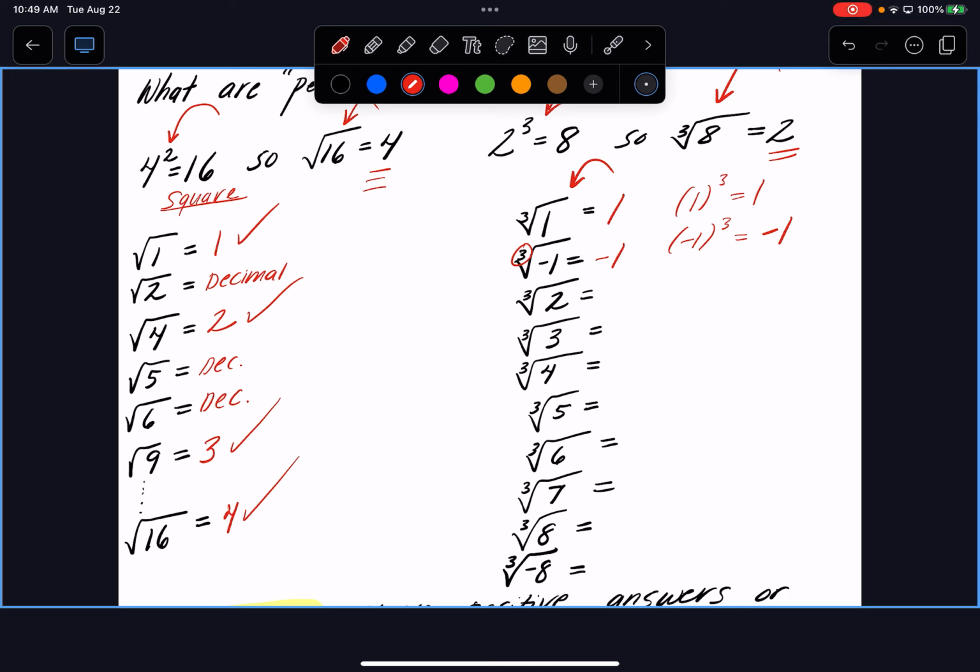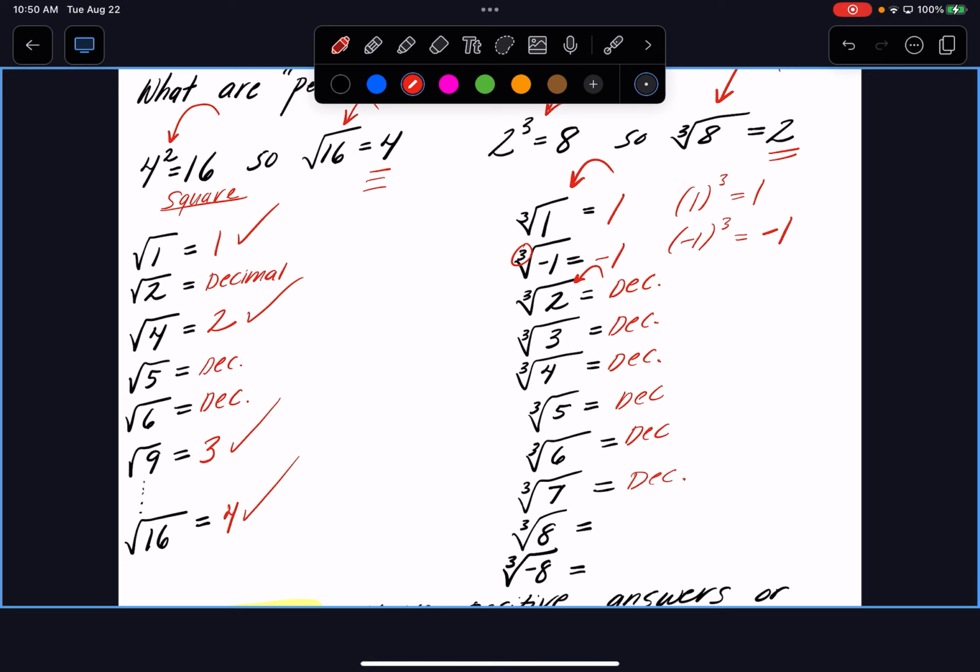Okay, cube root of 2. Is it a perfect cube root? Is anything cubed 2? Not that we can do. Okay, so the cube root of 2 is a decimal. Cube root of 3, is it a perfect cube root? Does anything cubed equal 3? No, it's a decimal. Cube root of 4? Nope. Decimal. Okay. Cube root of 5. Decimal. Cube root of 6. No. You're telling me 2 cubed is 6 if you say that. I'm just saying, if you tell me that the cube root of 6 is 2, then you're saying 2 cubed is 6, which isn't right. All right, cube root of 7 is a decimal.